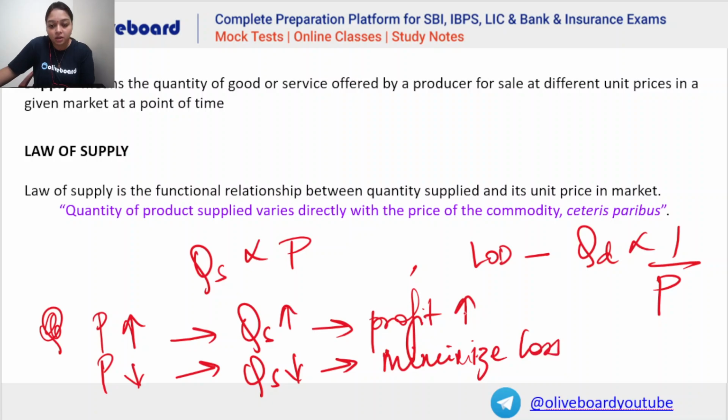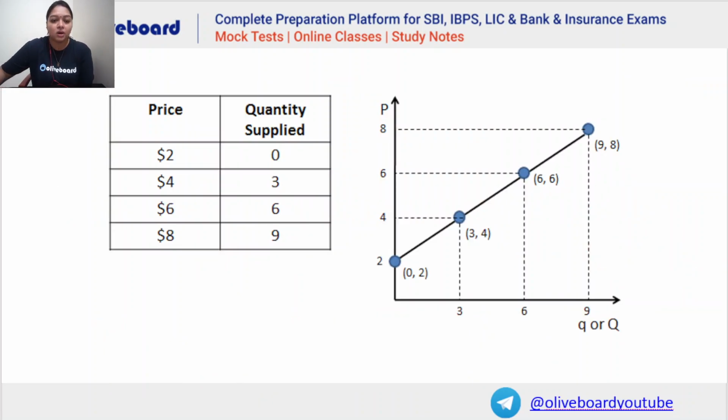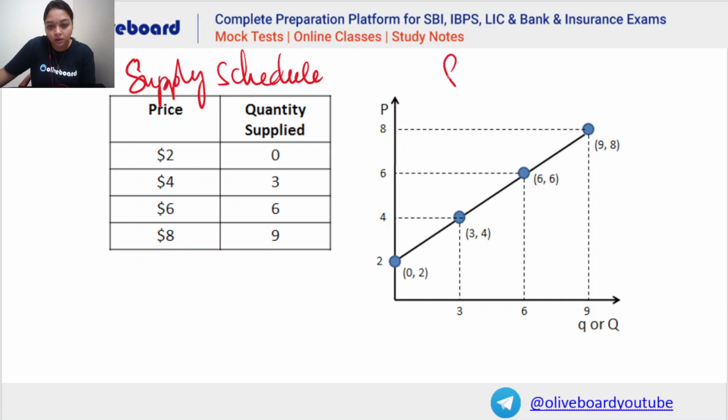Here they want to profit, they want to maximize, right? So I hope the law of supply is clear. Now coming to this table and this curve. So this is nothing but your supply schedule and this is your supply curve, right? So supply schedule is nothing but when the information of various quantities supplied of a product at various prices is given in a tabular form, then it becomes a supply schedule.